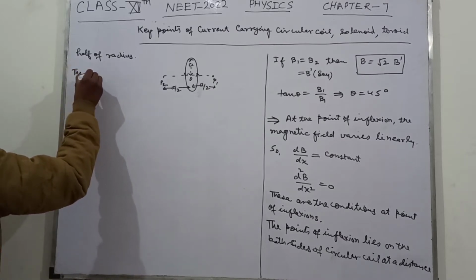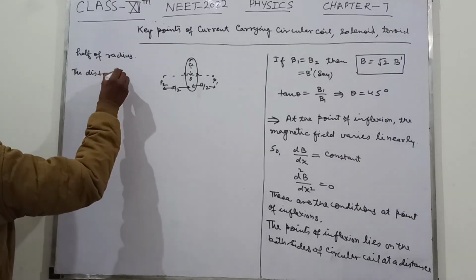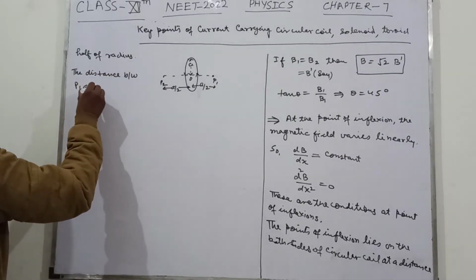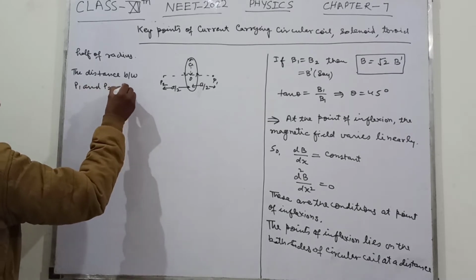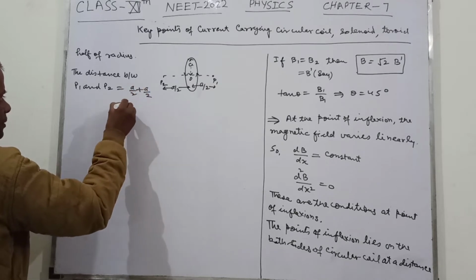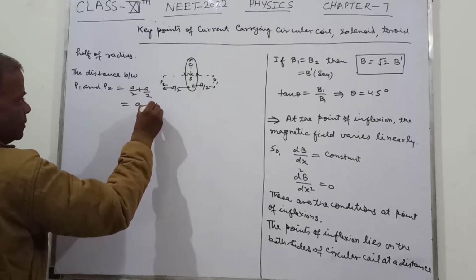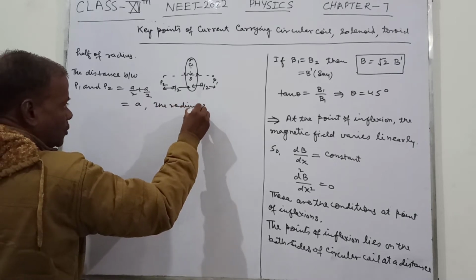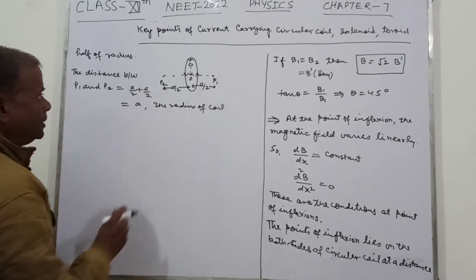So the distance between P1 and P2 is equal to A by 2 plus A by 2. This is equal to A, the radius of the coil.